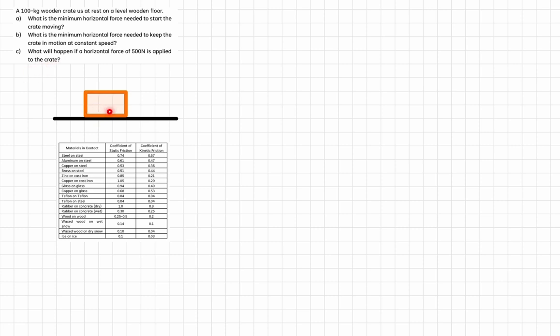So let's say that this square rectangle is the crate. It's 100 kilograms, and this is the floor. So for letter A, what is the minimum horizontal force needed to start the crate moving? It means that we must overcome the static friction, right? So that horizontal force is just equivalent to the static friction. So for letter A, Fs equals mu s Fn.